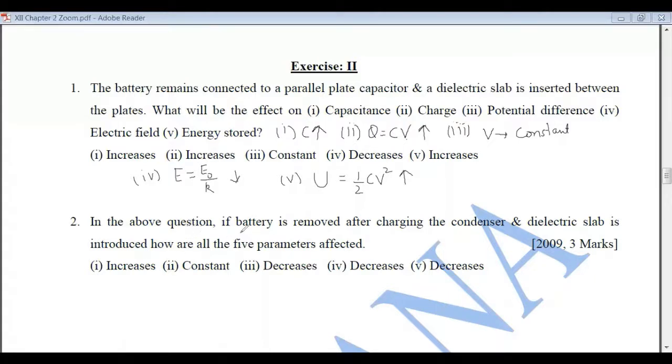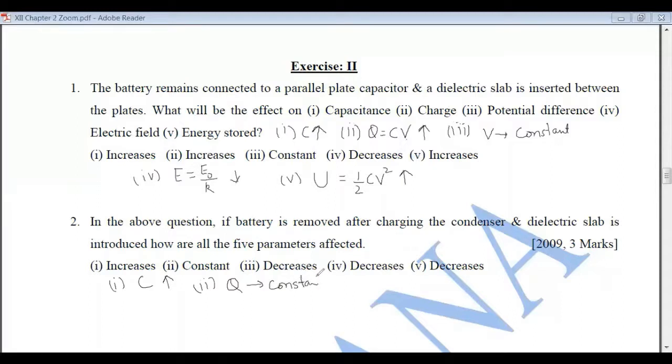Now the second question is, in the above question, if the battery is removed after charging. Now whatever charge remains on the plates of the capacitor, the charge remains constant. So here, how are all the 5 parameters affected? The first is capacitance. Whenever a dielectric slab is inserted, capacitance increases. The second point is charge. As the battery is removed after charging, Q remains constant.